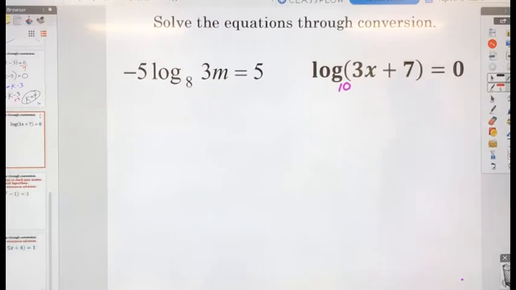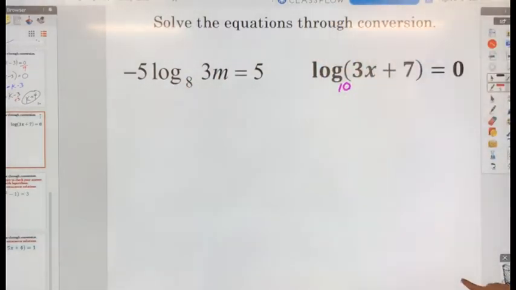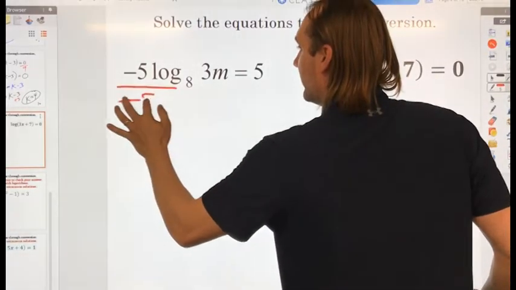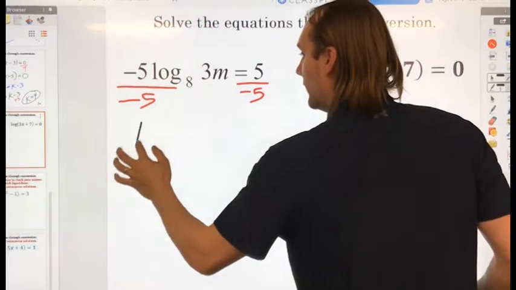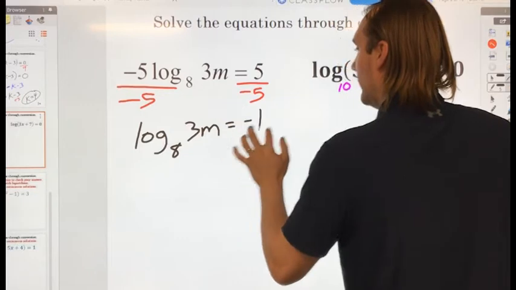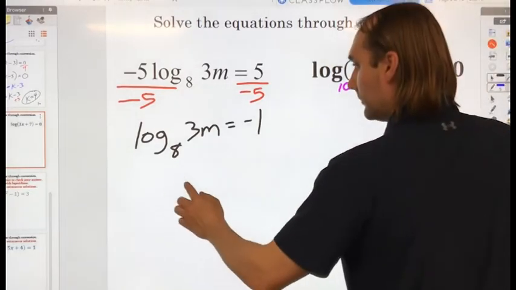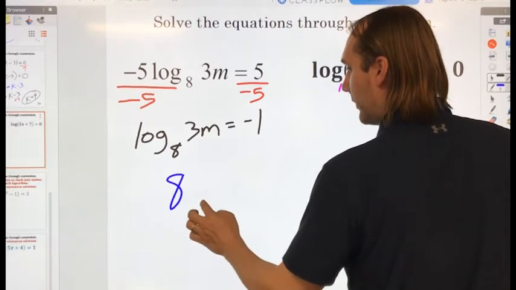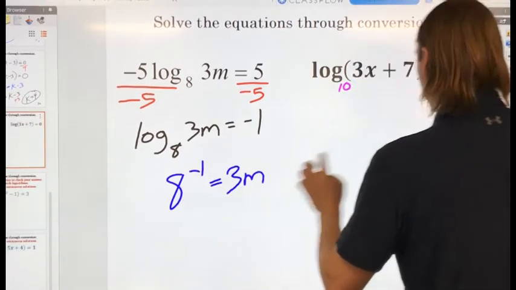All right, let's solve this. So, first one here. What's the first step I want to do? Divide by -5. Yep, get rid of that -5 attached to my log, on both sides. So that gives me log base 8 of 3m equals -1. Next, I'm free to convert this into an exponent. What does that look like? 8 to the power of -1 equals 3m. Very good.